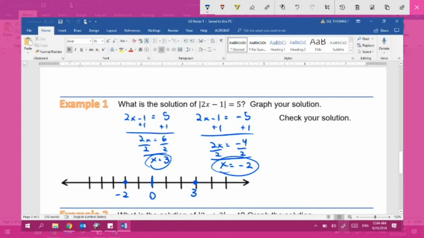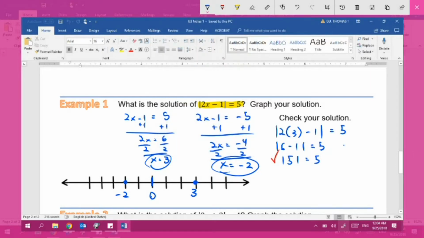So now we're going to check our solution. And how do we check our solution? We're going to plug our answers back into this equation and see if it's true or not. So we're going to plug 3 in. So 2 times 3, because that was one of our answers, minus 1 equals 5. What's 2 times 3? That's 6, minus 1 equals 5. What's 6 minus 1? That is 5. And does the absolute value of 5 equal 5? Yes, it does. Check. So we checked one of our answers. That answer is correct. Let's check the other one.